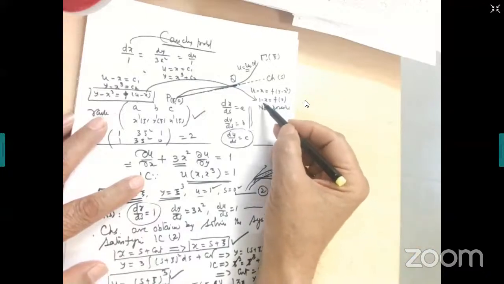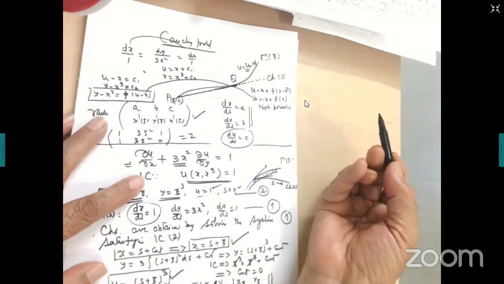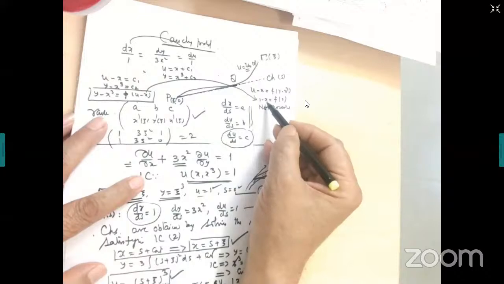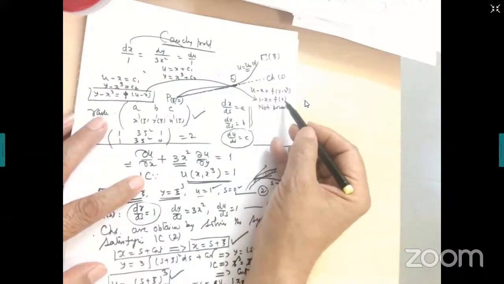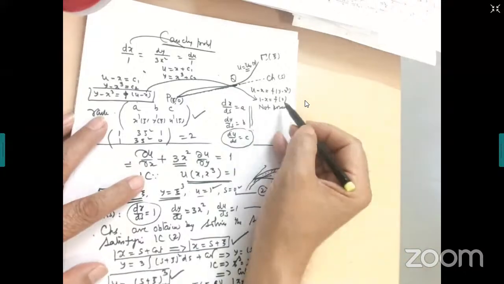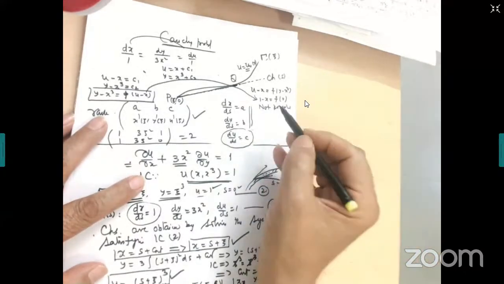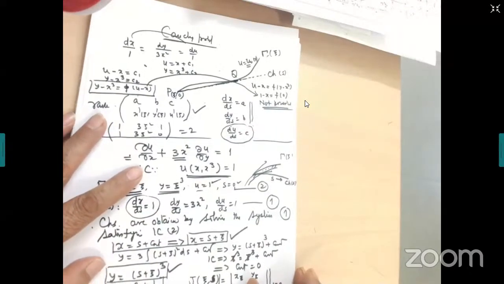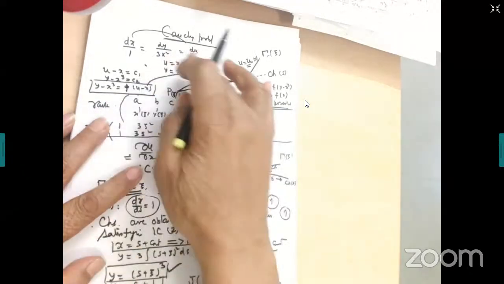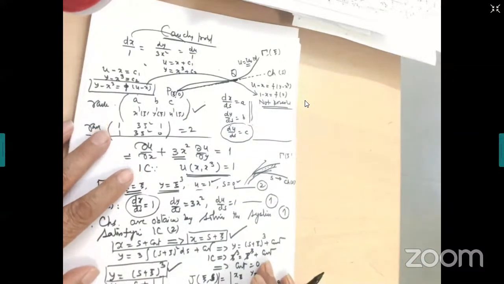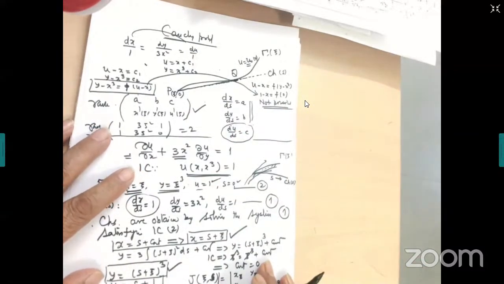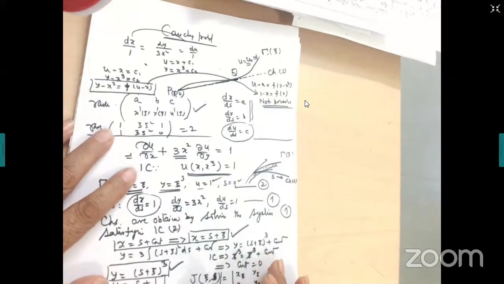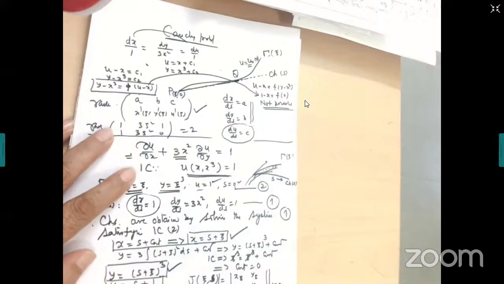For different values of x, the same value cannot occur, because x is a real number. You go on varying x, and you cannot find the same number. This phi of 0 is a fixed number, and therefore this is never possible. So what do we conclude from this Lagrange's method? No solution. This problem has no solution.